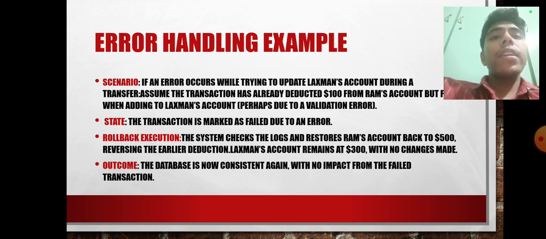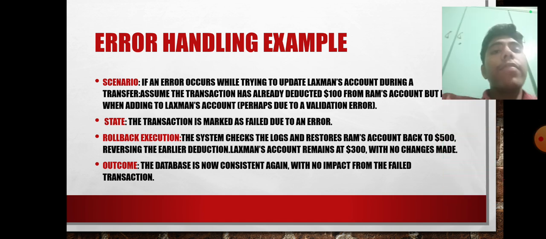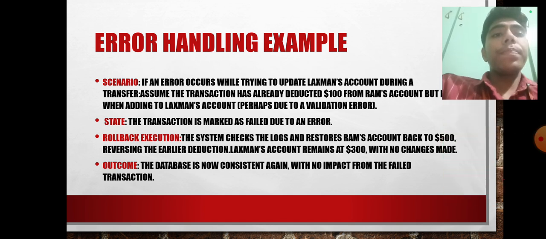Now the scenario where an error occurs. If an error occurs while trying to update Lakshman's account during a transfer, assume the transaction has already deducted $100 from Ram's account but fails when adding to Lakshman's account due to a validation error. It means $100 is deducted from Ram's account but not credited to Lakshman's account. In this case, what we can do is as below.